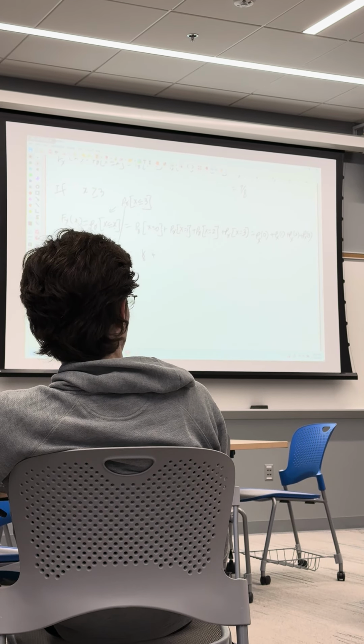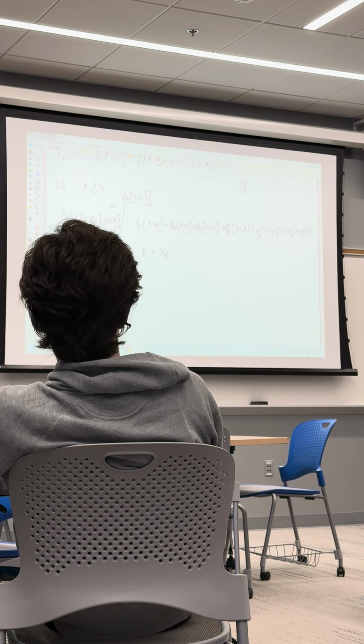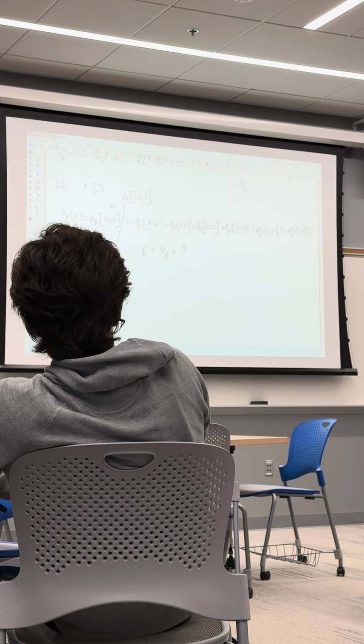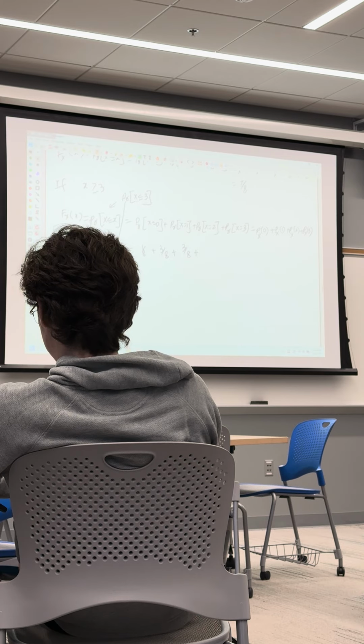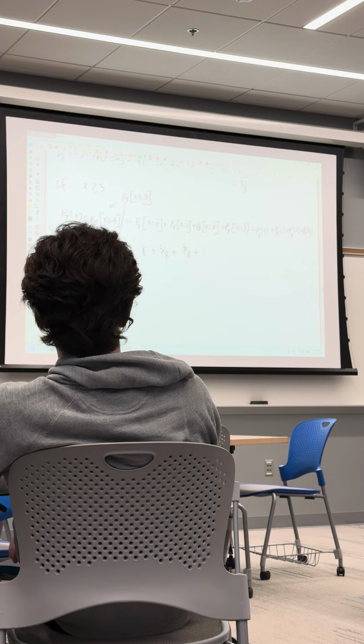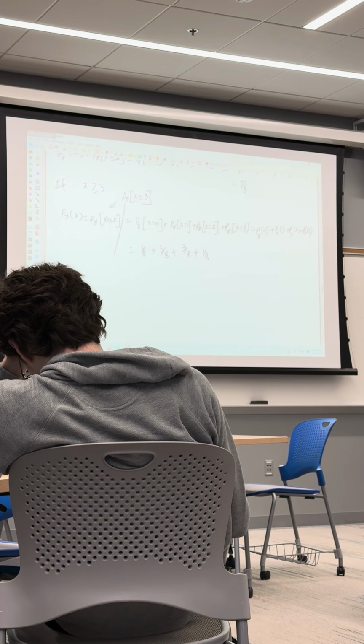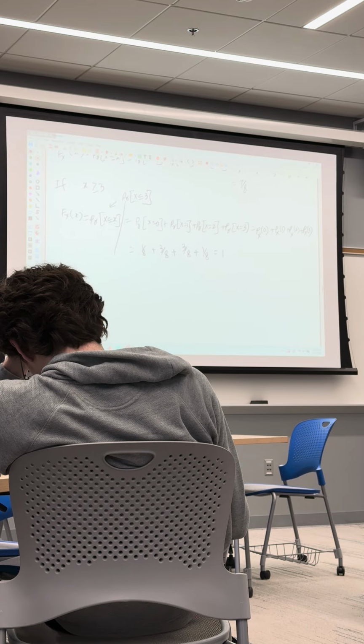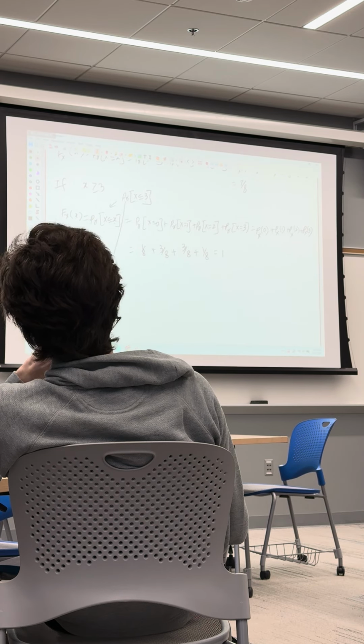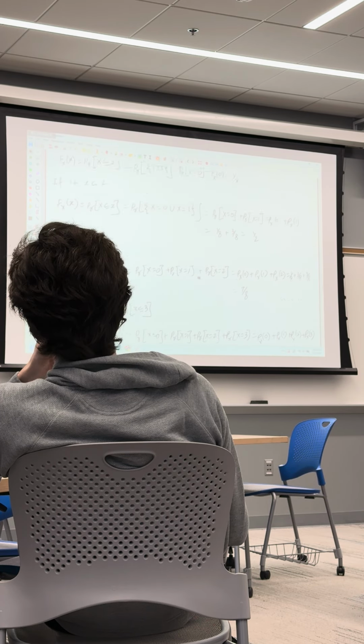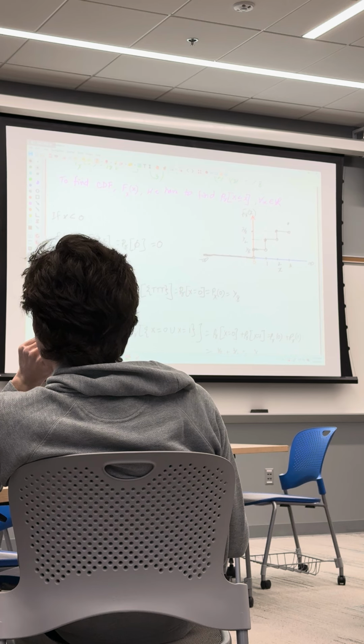So we have 1/8 and then we have 3/8 plus 3/8 plus 1/8. What is it, guys? Just one. Simply 1. Okay. So now we come to this point. When x equals 3, it is simply 1.